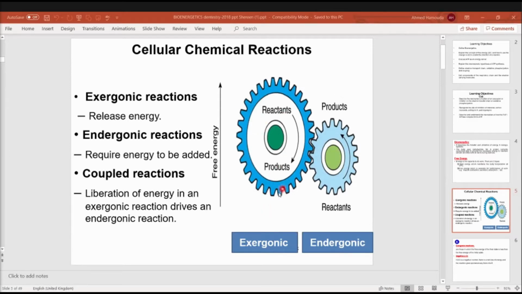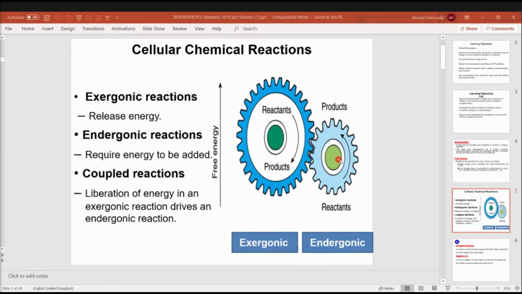If you look at the right side, the big cogwheel describes the exergonic reaction, and they made it big to tell you it has a lot of energy. The small cogwheel is the endergonic reaction. In order for the endergonic reaction to happen, it needs energy, because endergonic reactions require energy. Where is it going to get its energy? From the exergonic reaction. The big wheel is exergonic and the small wheel is endergonic.